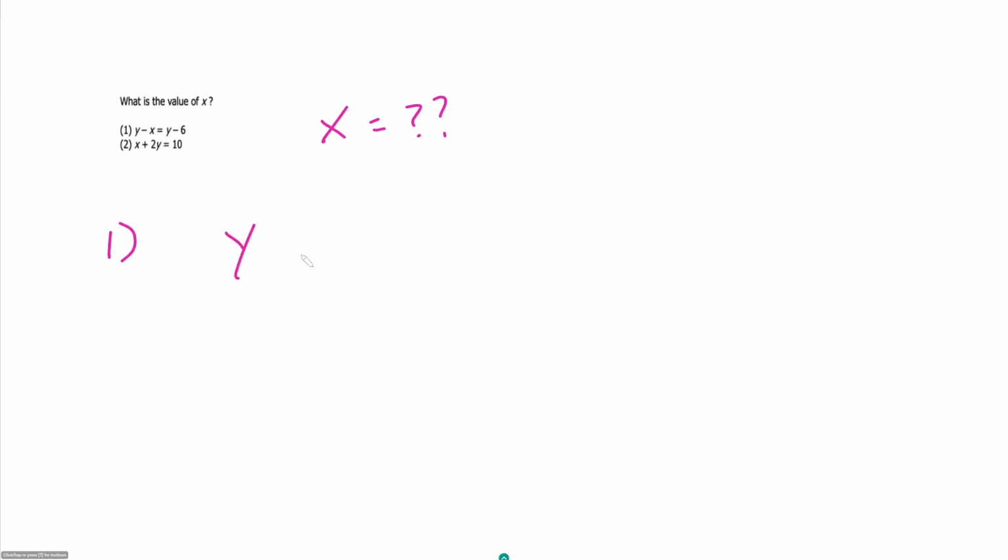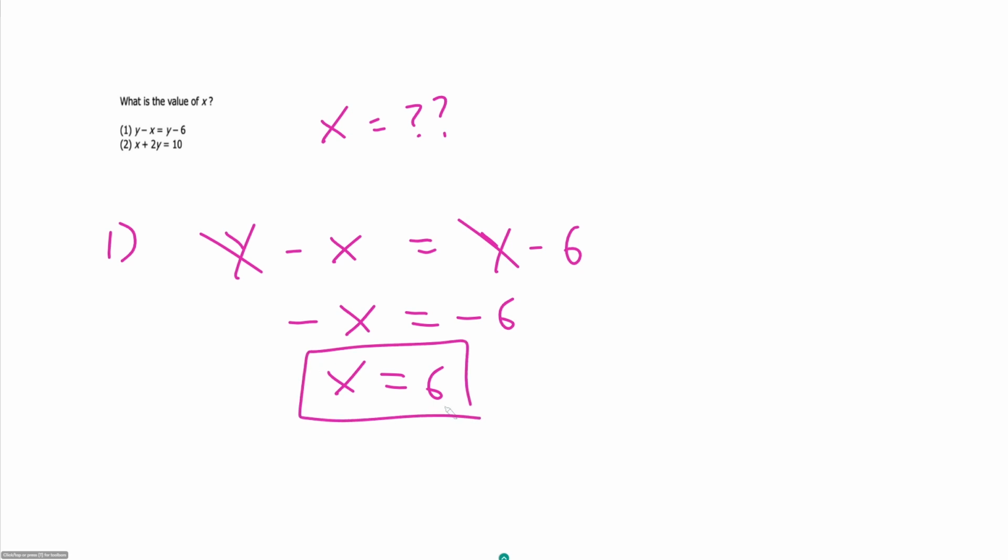So here, I guess the only thing they're trying to trick you into doing is thinking that you have one equation with two variables, therefore you can't solve, but not really true that we have two variables because subtract Y from each side and this cancels out. Negative X is equal to negative 6. X is equal to 6. Sufficient.